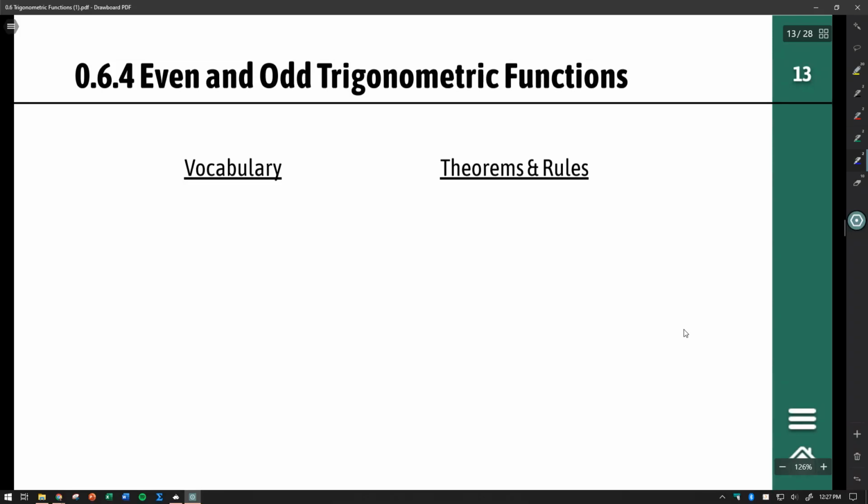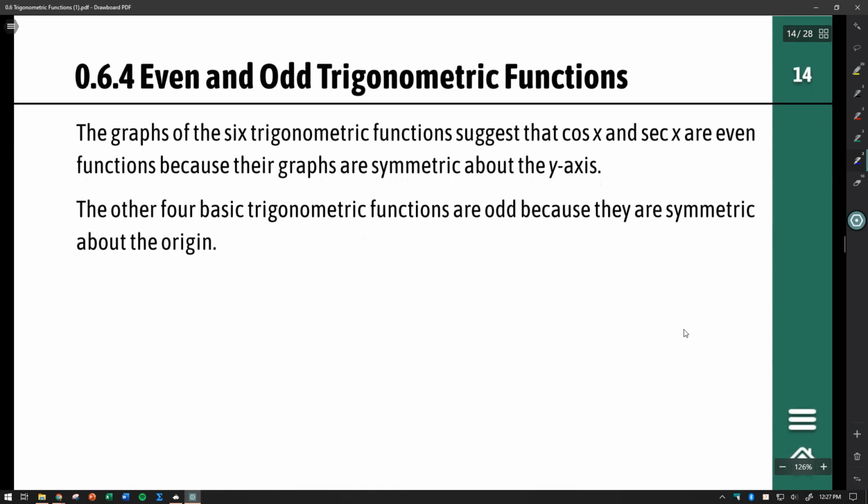In the fourth video in this section, we're going to talk about even and odd trigonometric functions with no new vocabulary and no new theorems or rules. So the graphs of the 6 trigonometric functions suggest that cosine of x and secant of x are even functions because their graphs are symmetric about the y-axis, while the other 4 trigonometric functions are odd.